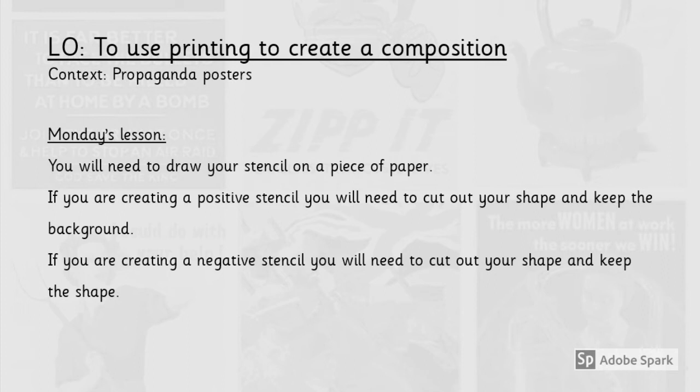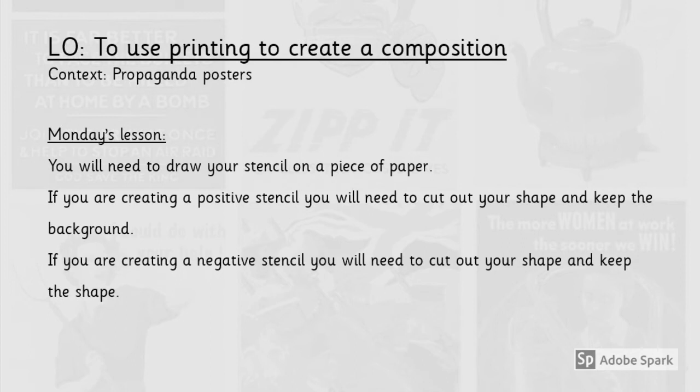You're going to need to cut this really carefully so you have a crisp line. If you are creating a negative stencil, you will need to cut out your shape and just keep the shape. So you can cut around the outline of your shape and then throw away the bit of paper that you cut it from. Now, for some of you, you may remember having done this before because I know quite a few of you made stencils like this when we were doing our moth composition last term.